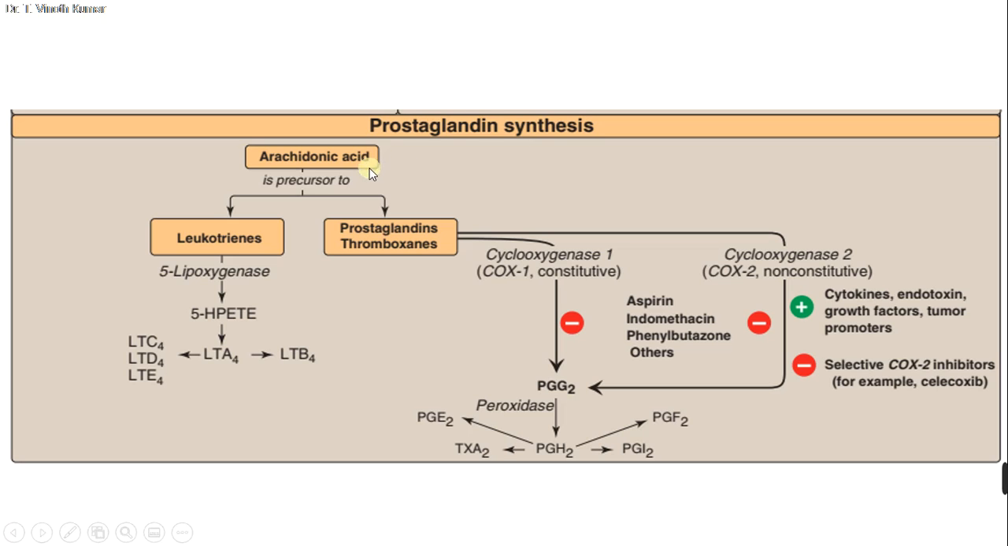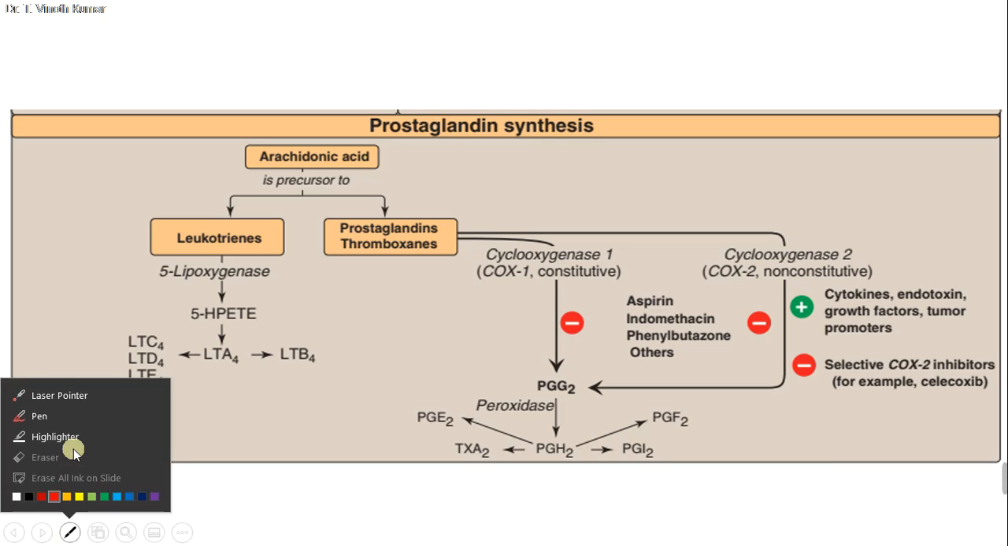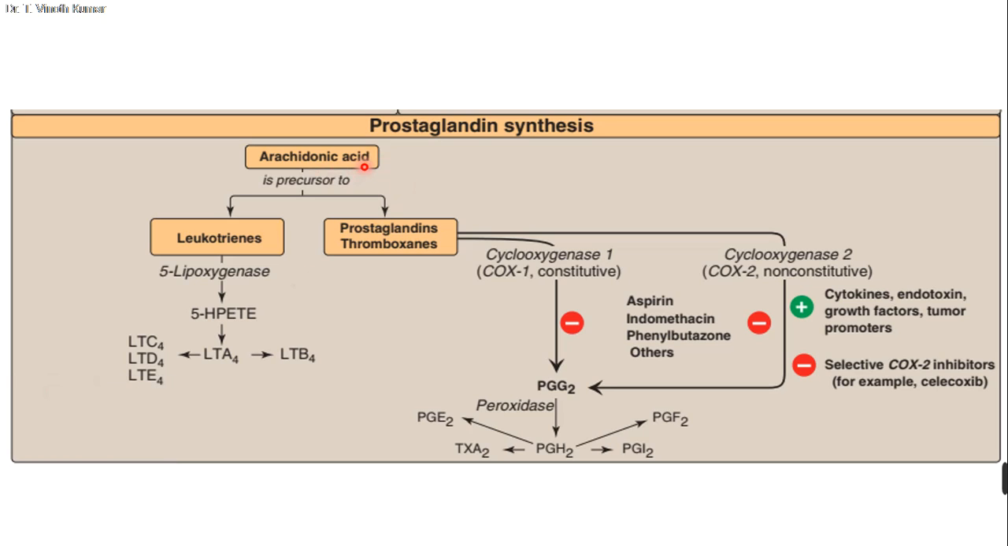So the main precursor of prostaglandin biosynthesis is arachidonic acid. So C20 fatty acid, arachidonic acid, is a precursor of leukotrienes and prostaglandins and thromboxanes. And this overall view, you can have a look. Arachidonic acid is a fatty acid, a precursor for the synthesis of leukotrienes, which is one segment of eicosanoids, and another segment is the prostaglandins and thromboxanes.